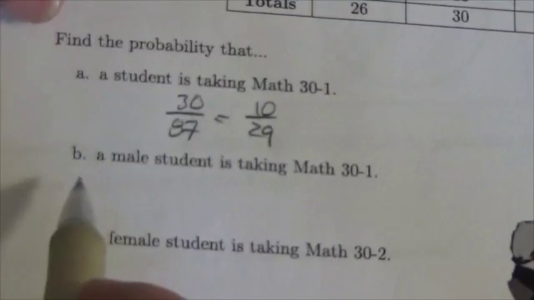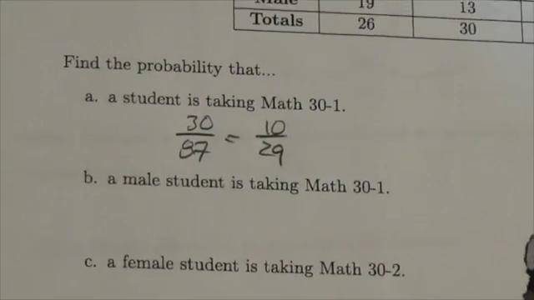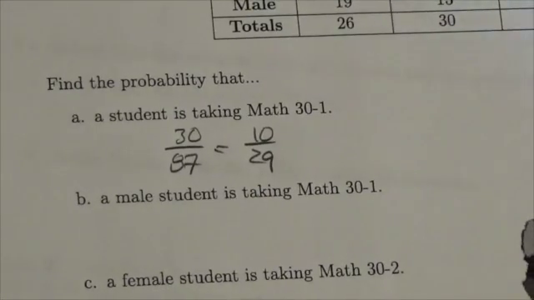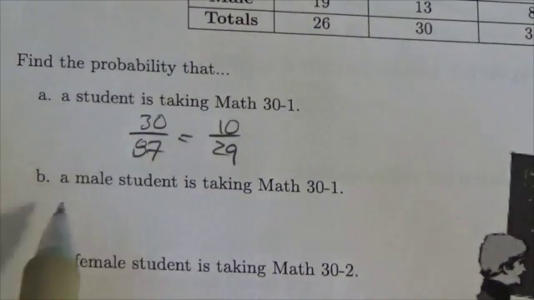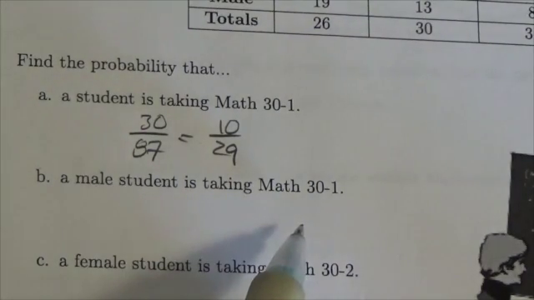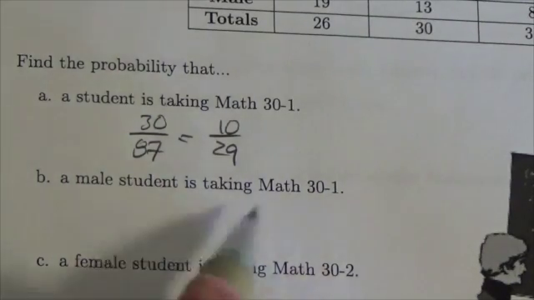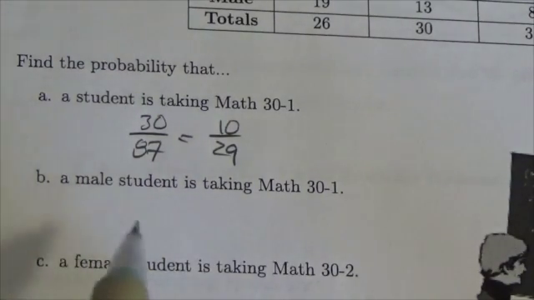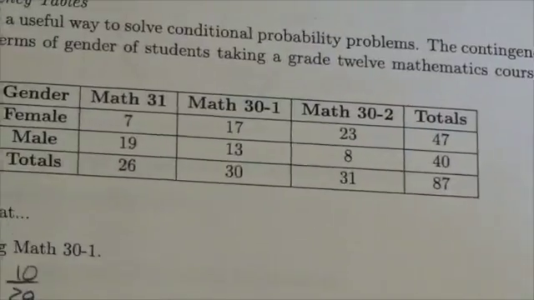Okay, now what's the probability that a male student is taking Math 30-1? Now in this case right here, we're focusing in on a smaller part of the population. A male student is taking 30-1. So we've got to look at what's the sample space here. Is it students taking 30-1 or is it male students? And in this case here, it's the male students.